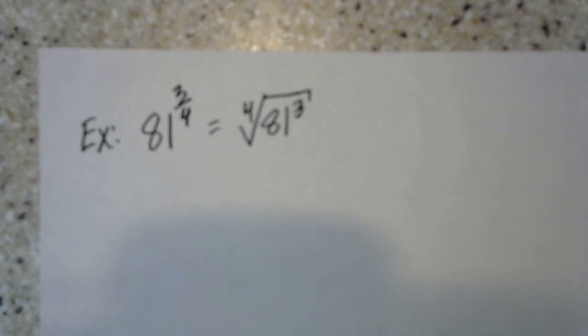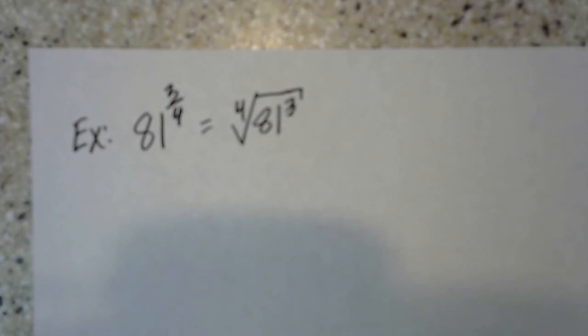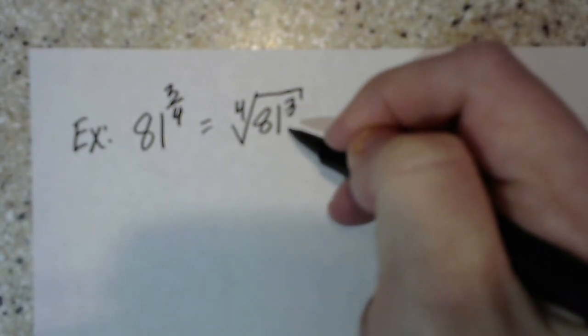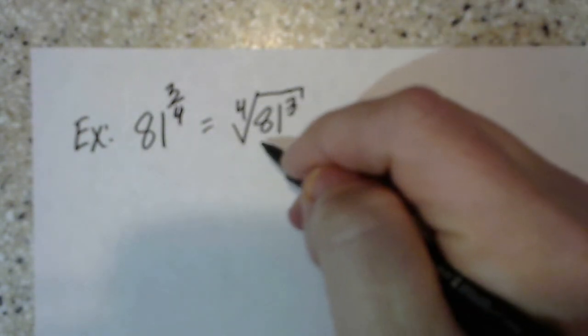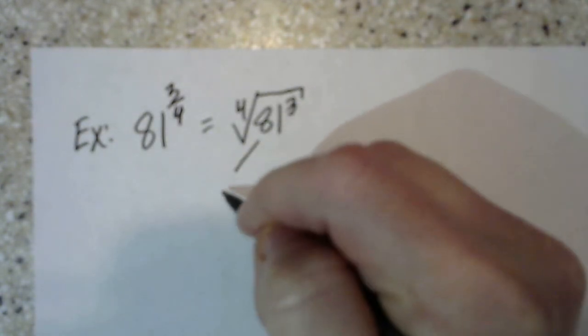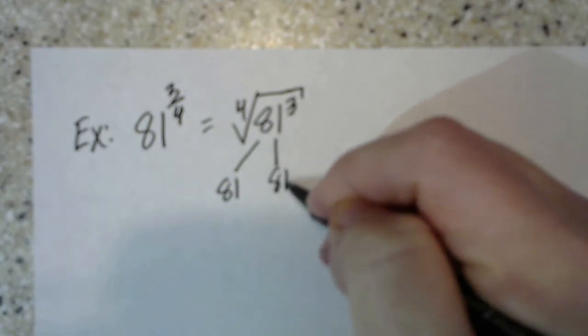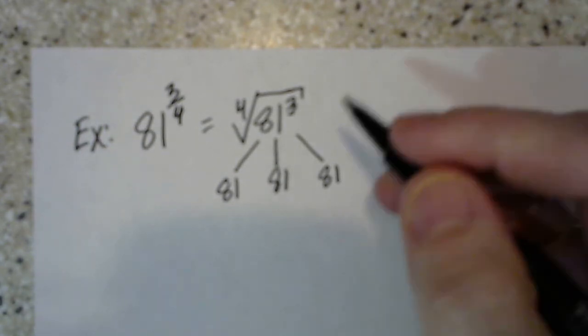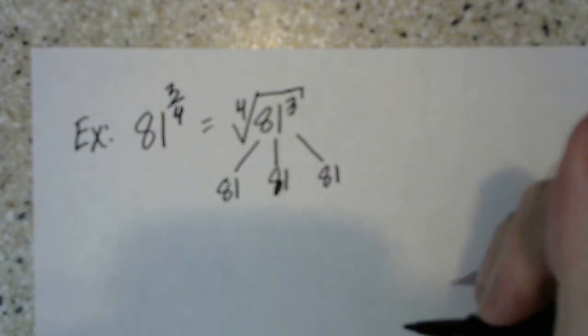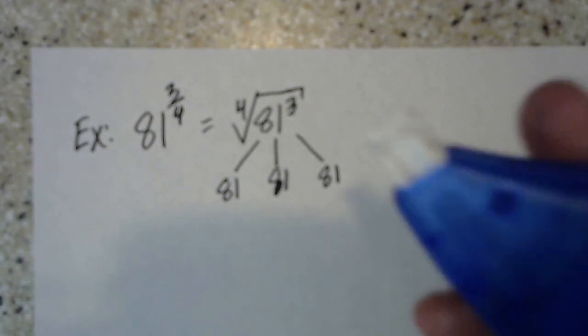I also know that I'm going to have to break this radical down. So instead of putting 81 to the 3rd in my calculator, which would give you 531,441, that's just going to be a big number. I know that 81 to the 3rd is the same as 81 times 81 times 81. Does everybody kind of get where I'm going with this? Because I've got to break it down.